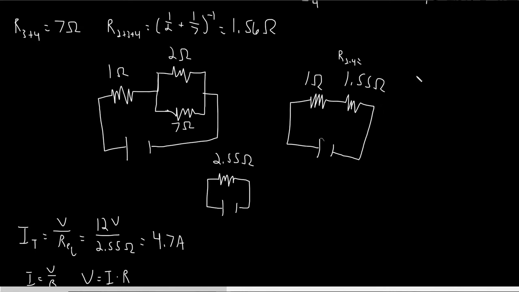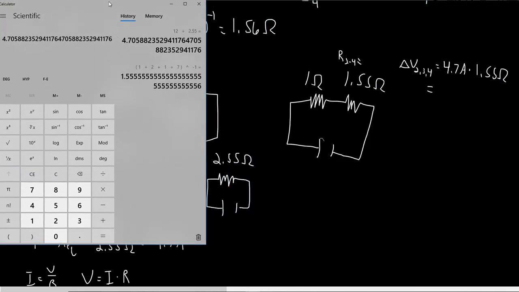If I want to know the voltage drop across 2 through 4, I'm still just using this equation right here. So the change in voltage for 2, 3, 4 is going to be equal to the current, 4.7 amps, times the resistance here, which is 1.55 ohms. That I know I can't do in my head. So I've got 4.7 times 1.55.